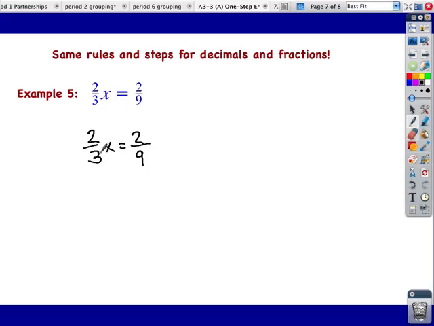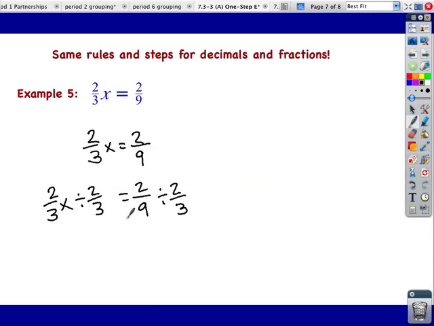So what's the opposite of multiplication? It is division. So I am going to divide both sides by 2/3, okay? And there's lots of different ways that I could write that. I'm going to go ahead and write it like this. Oh, and I messed up this left-hand side. I'm going to write it the correct way. So it should be 2/3 x divided by 2/3, okay?